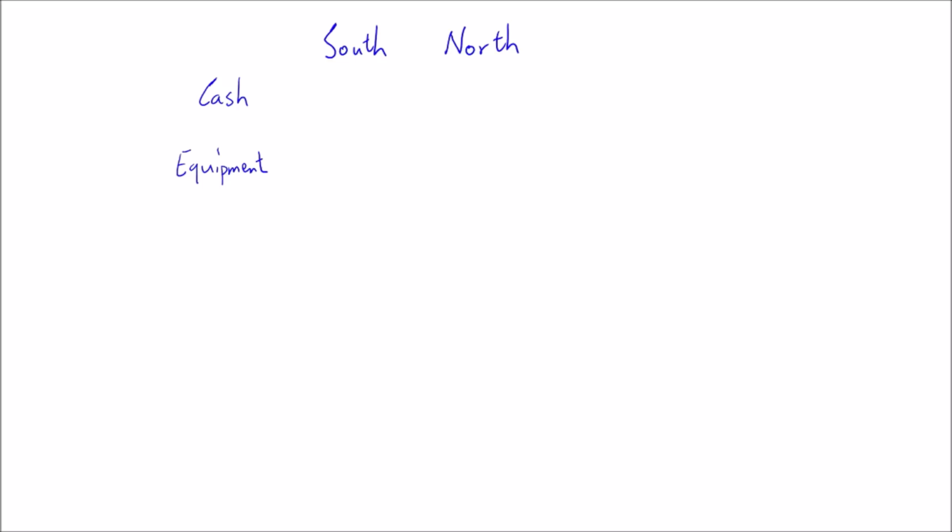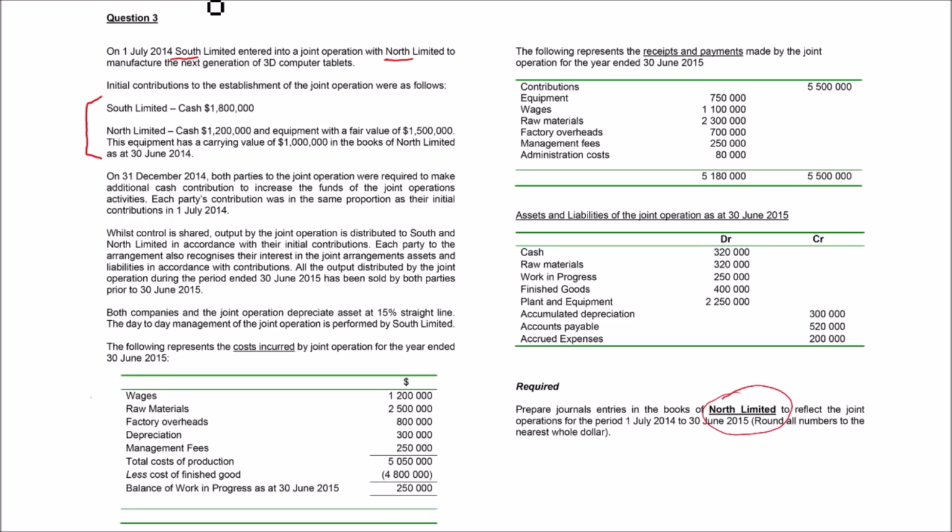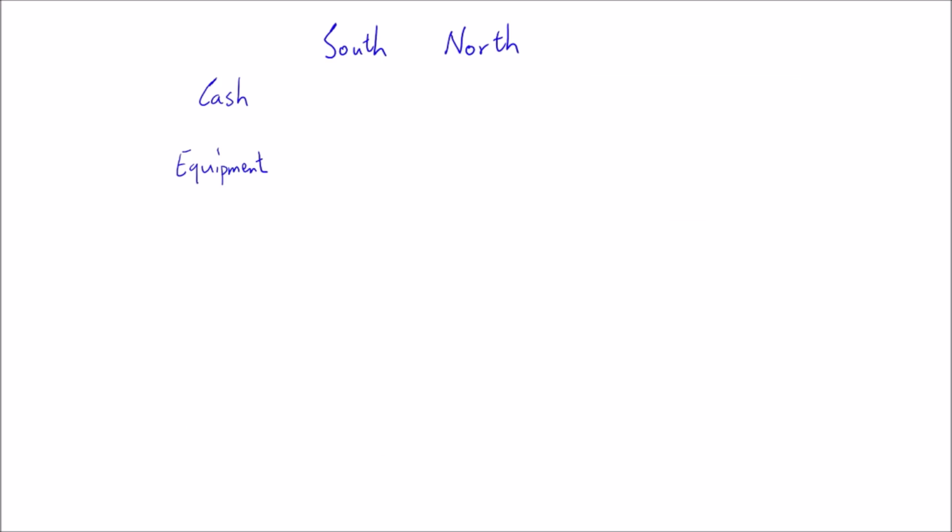Okay, so we're going to go back to the question. Take a look here. South Limited contributed cash of $1.8 million. North Limited, on the other hand, contributed 1.2 million cash and equipment with a fair value of 1.5 million. But with the equipment, it also says that it has a carrying amount of $1 million. Those are the information about their initial contribution.